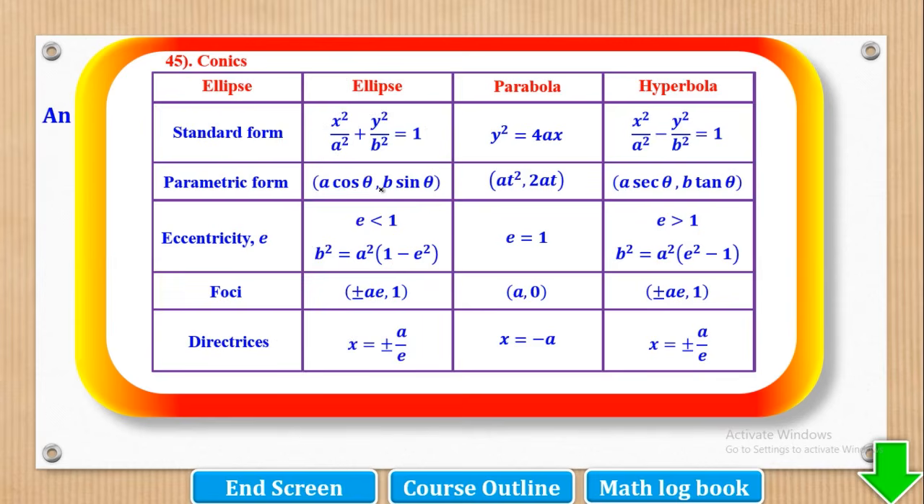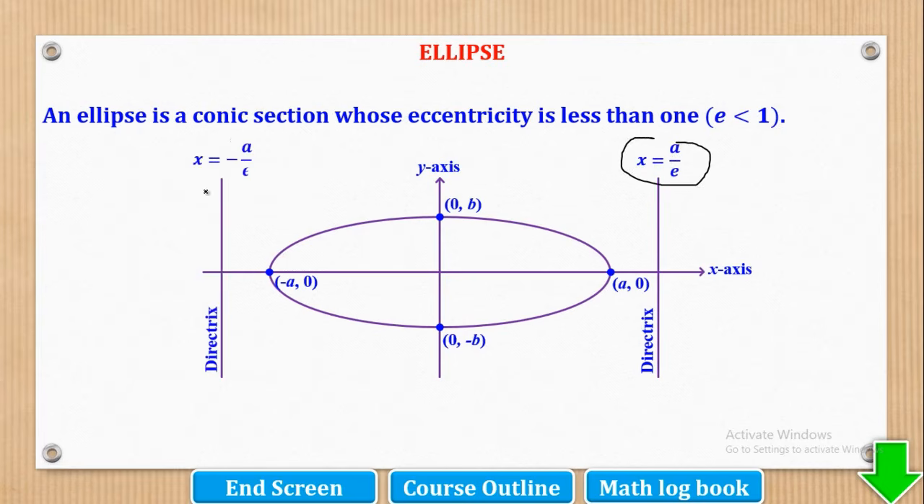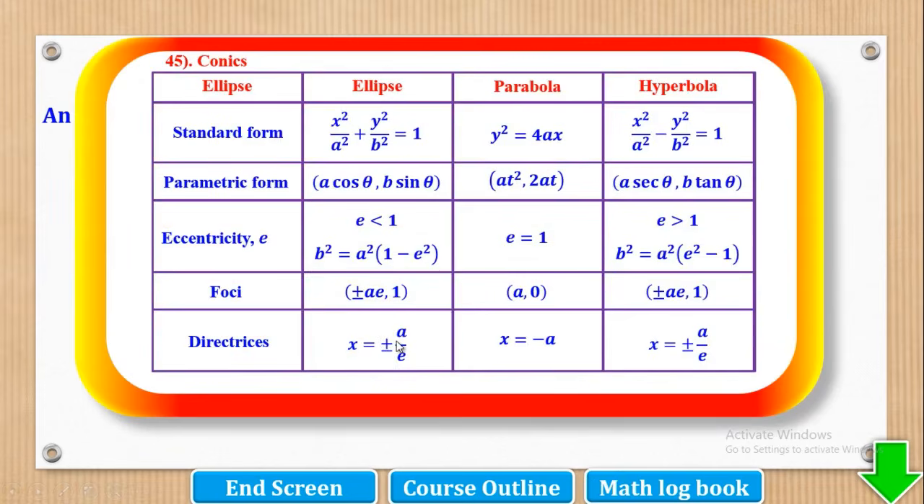But before that, let's show the foci and also the directrices on our sketch. So just like it was in parabola, directrices are vertical lines. So this is the directrix x equal to a over e, and also this one x equal to negative a over e. So they are similar to the ones in your mathematical logbook. Remember, it was plus or minus a over e, meaning that one is positive, another one is negative.